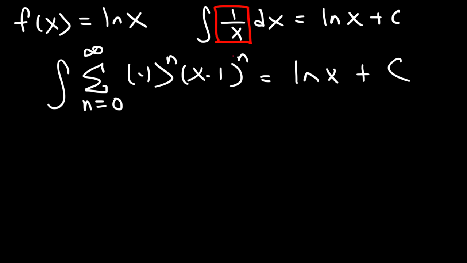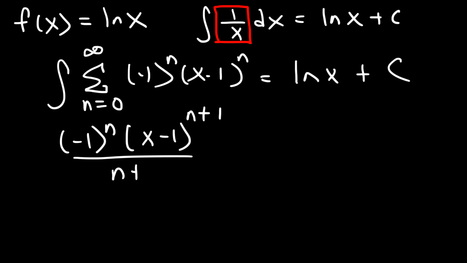So how can we find the integral of this expression? Keep in mind, n is the constant, x is the variable. So we need to rewrite the constant first. That's going to be negative 1 to the n. And then we need to use the power rule on x minus 1 to the n power. So we're going to add 1 to the exponent. n becomes n plus 1. And then whatever this is, divide by that result. So this is going to be equal to ln x plus c.